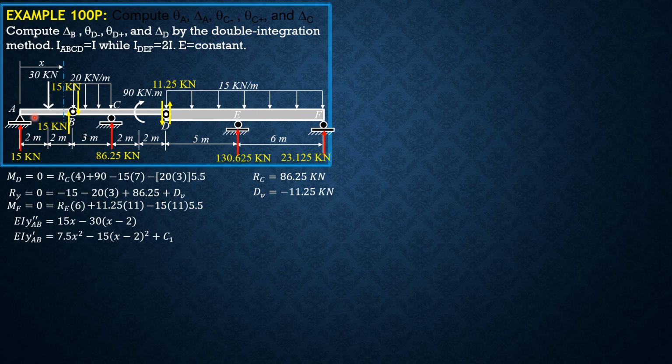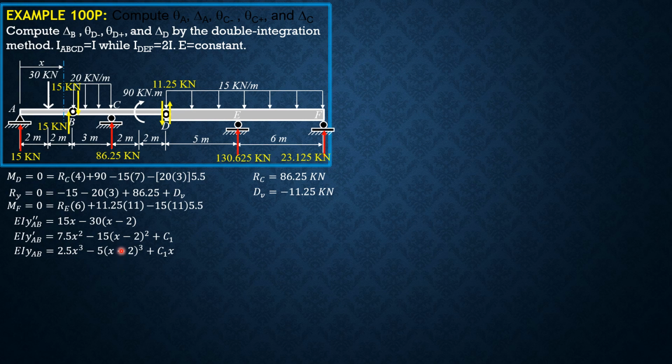Take note that there is no C sub 2 because when x is 0, y at A, or delta A, is 0. Integrating, EI y AB equals 2.5 x cubed, 7.5 over 3, minus 5 quantity x minus 2 cubed plus C sub 1 x. There's no C sub 2. So 15 over 3 is 5. That's why it is minus 5 quantity x minus 2 cubed.